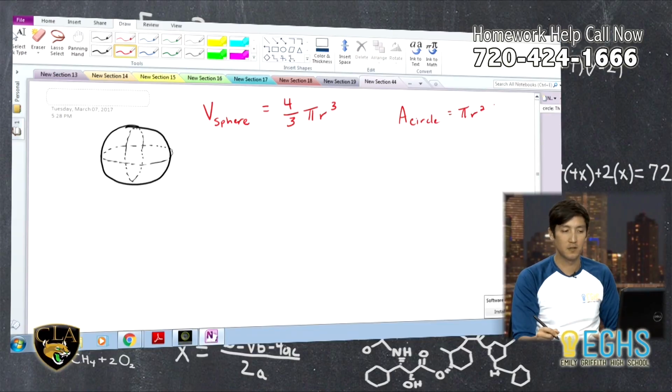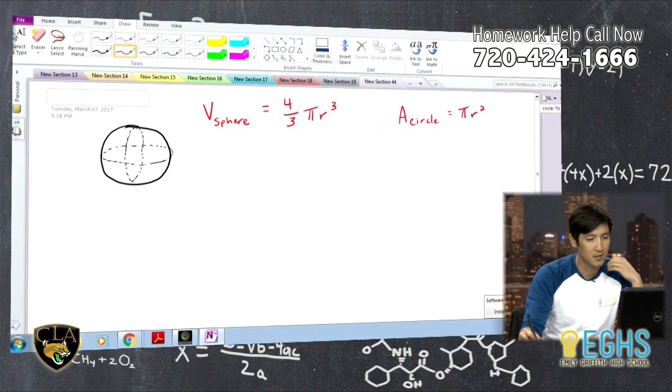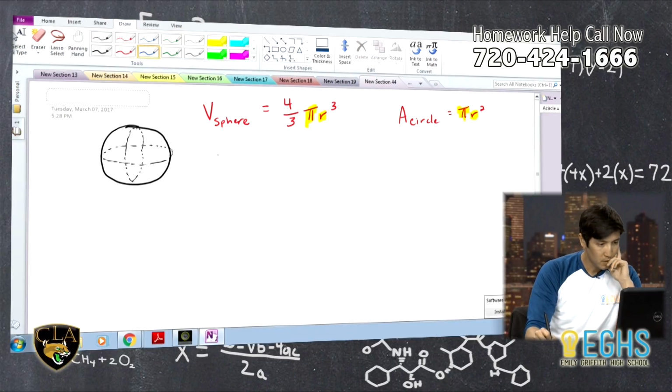Deriving one from the other is more of a calculus and above thing, but notice that they both involve the radius, and they both involve pi, because these are both circular shapes. So when we look at volume of a sphere, what was the radius again? 3. I think it was 3. So we're looking for the radius, and this is a complex-looking equation, but the only variable we really care about is the radius.